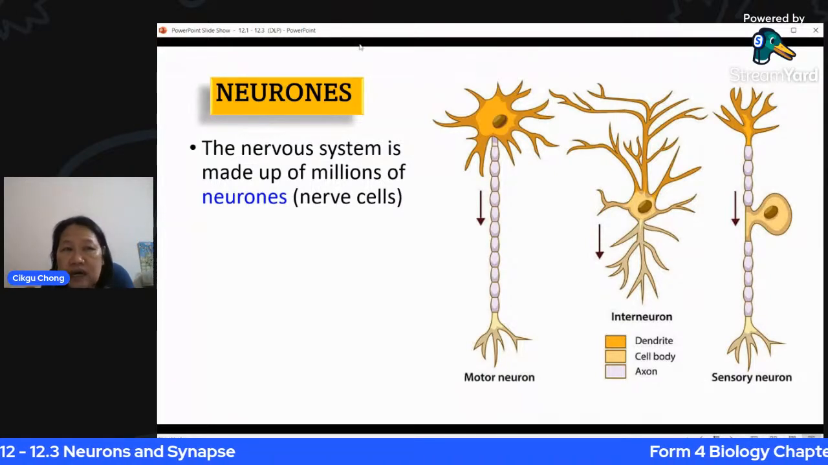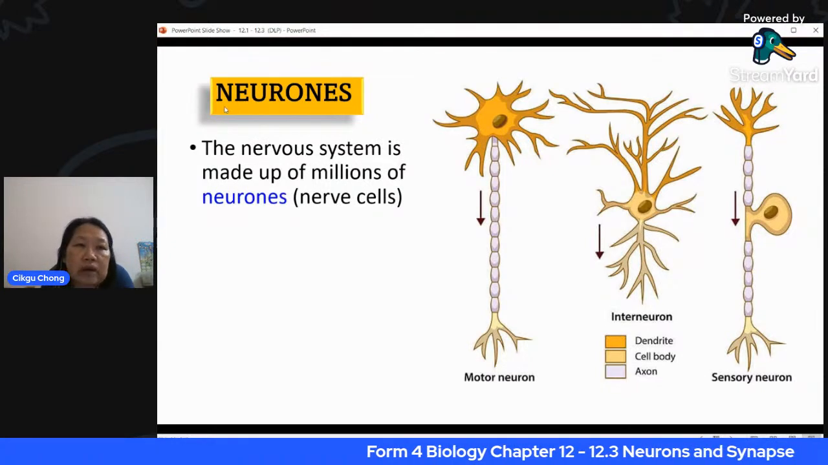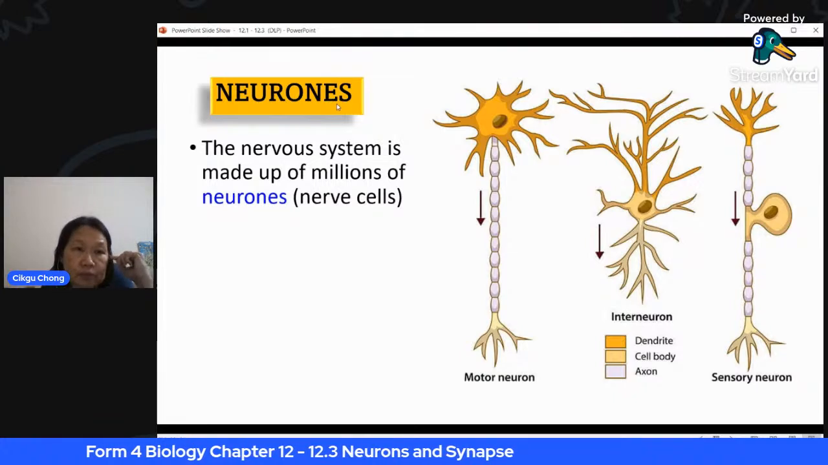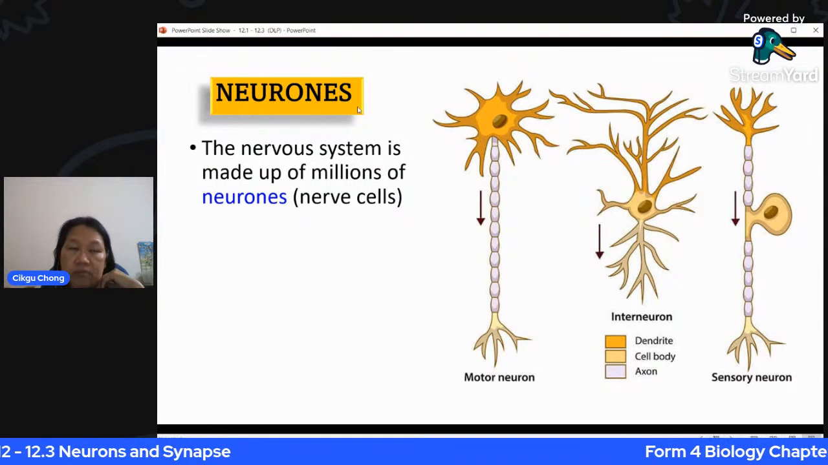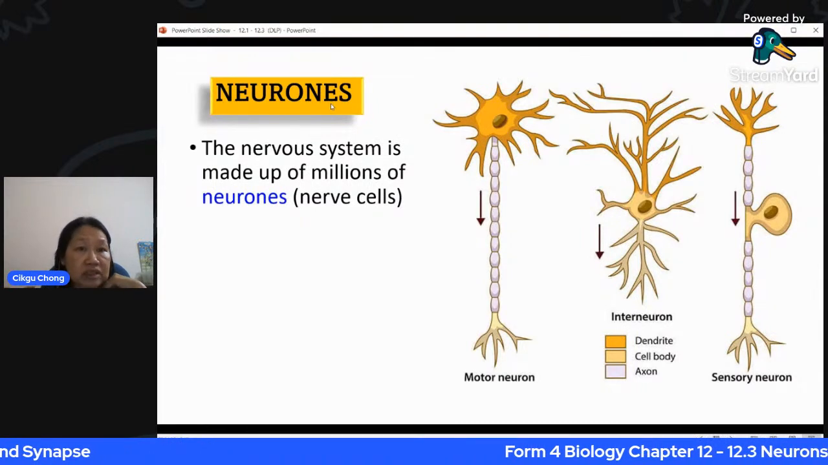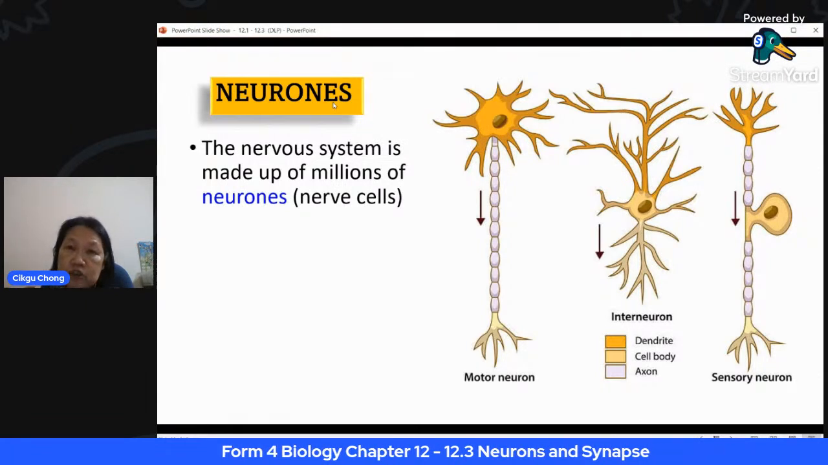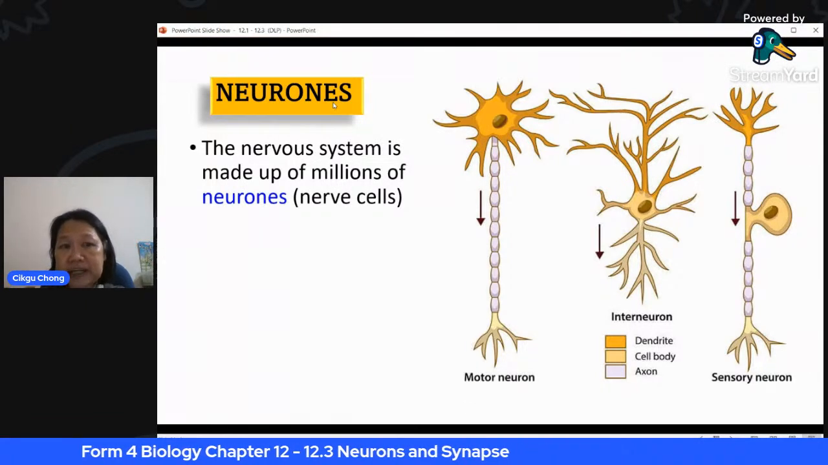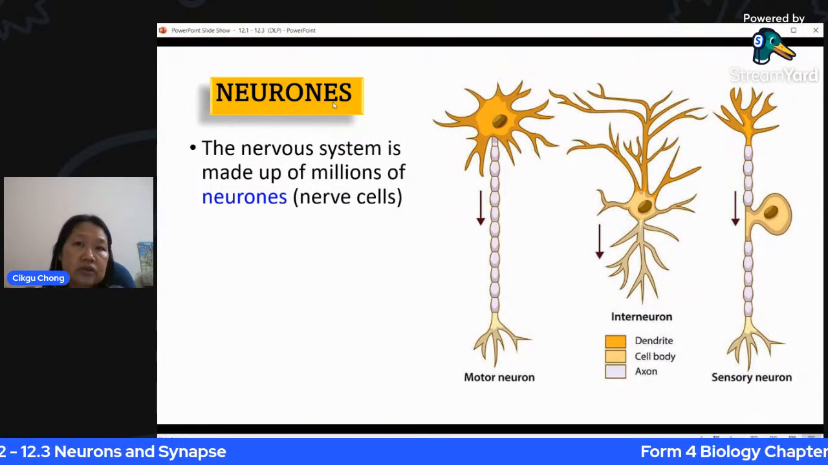Sometimes neurons are spelled without an E, sometimes with an E, so both are acceptable. I noticed that in the Form 5 textbook it is spelled with an E, neurones, but in your Form 4 textbook it is without the E. Either one is acceptable, so don't have to be too particular with the spelling. As long as you mention nerve cells or neurons, you're all right.